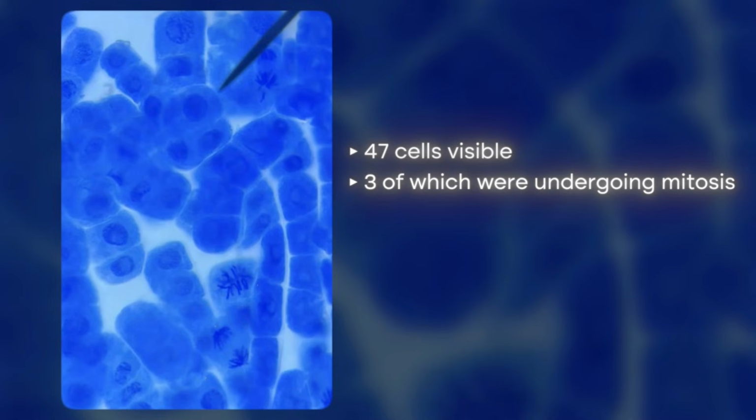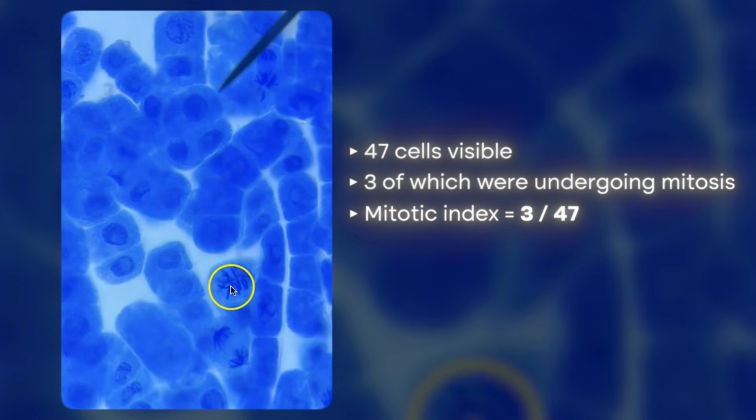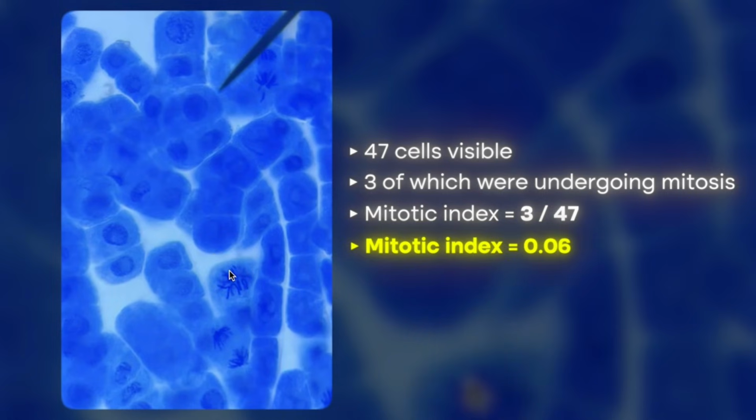So to calculate the mitotic index then, we would need to do 3 divided by 47. 3 because we've got 3 cells in mitosis, 47 because that's how many cells I could see. And that comes to 0.06. That would be the mitotic index.